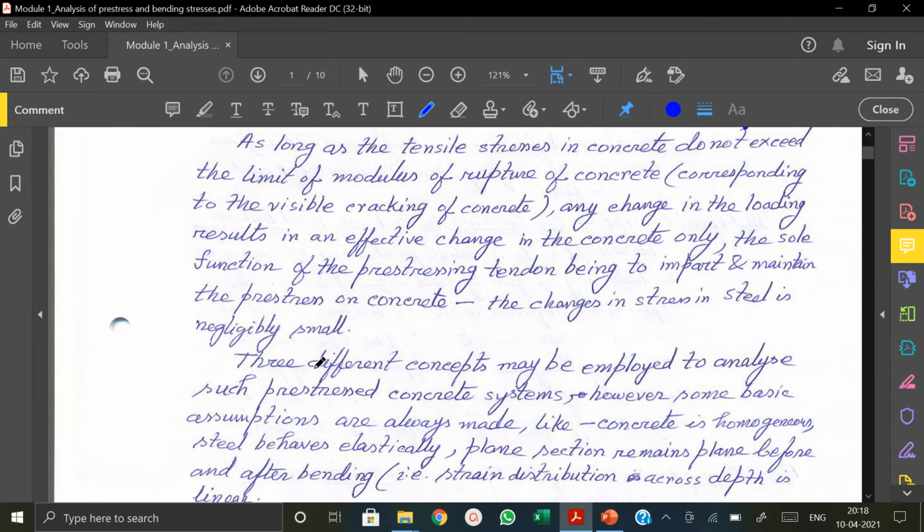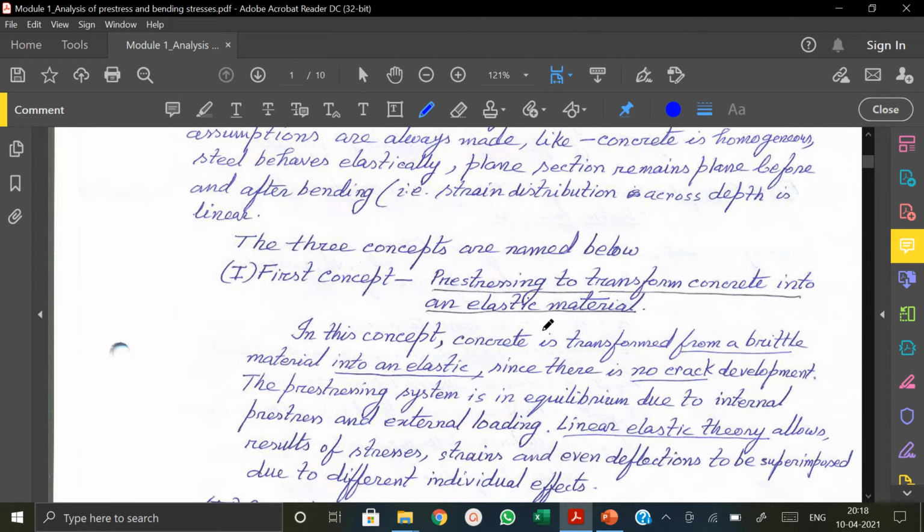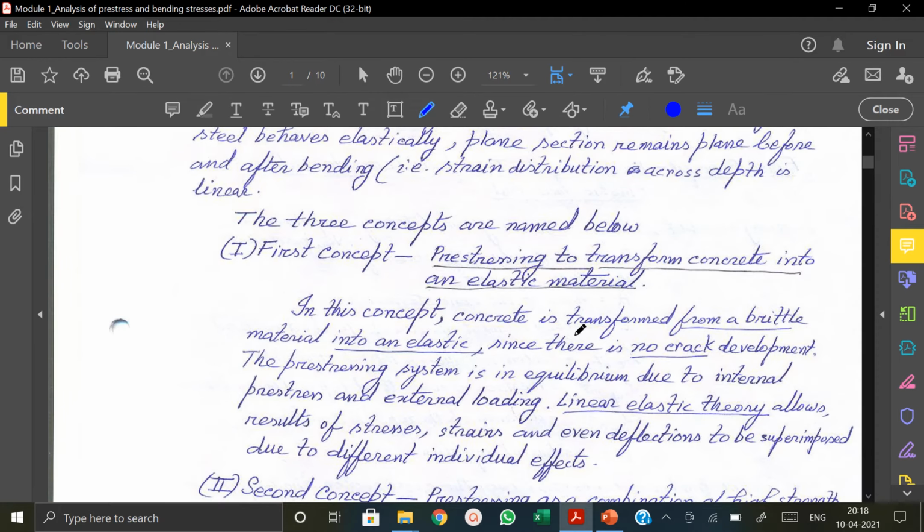And there are basically three methods to do the same analysis. The first concept is the prestressing to transform concrete into an elastic material. That is, in the first concept, we will assume the concrete as an elastic material. In this concept, concrete is transformed from a brittle material into an elastic material. That is, we will assume that instead of the concrete being a brittle material, it is an elastic material, and we will assume that there is no crack development. There is no crack developed in this structure.